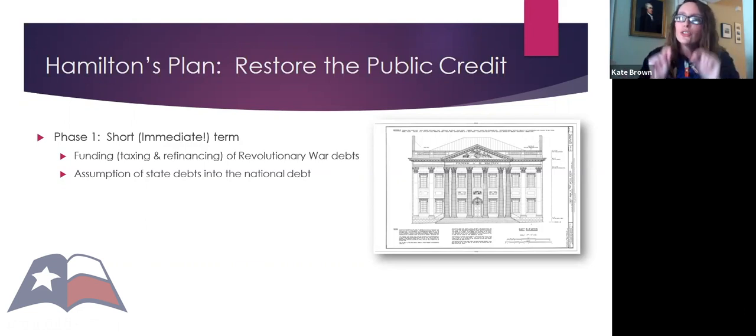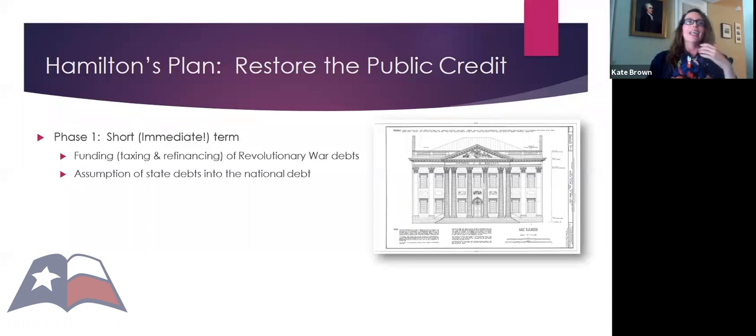So he wants to assume the state debt so it can all be under his umbrella. And therefore, he can administer the debt, like I said, on time with certainty. And this will go a long way for that sort of investor confidence that he's trying to generate. Okay, so that's reason one.